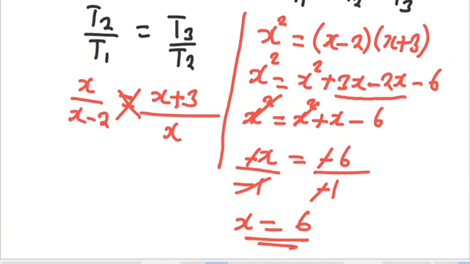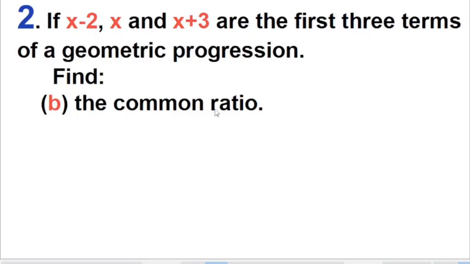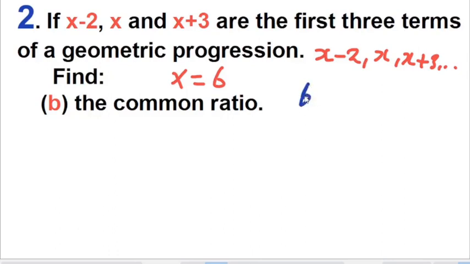Let us now move on to our question 1b, which is right here. Before we answer this question, remember this is our sequence: x minus 2, comma x, comma x plus 3. Now we have found that the value of x is equal to 6. So we need just to substitute here in our sequence, and we are going to have 6 minus 2, comma 6, comma 6 plus 3.